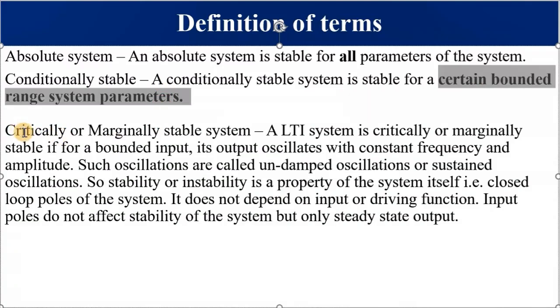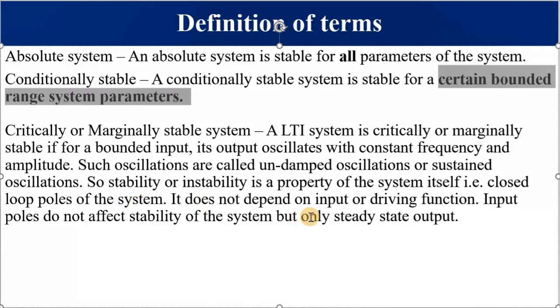A system can be critically or marginally stable. What do we mean? We are saying it is critically or marginally stable if, for a bounded input, for a limited input, the output oscillates at a constant frequency and amplitude. We know that an oscillator produces a signal at constant frequency and amplitude, and such oscillations are called undamped oscillations or sustained oscillations.